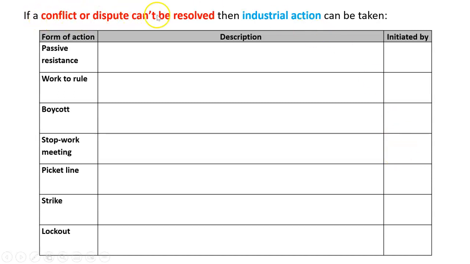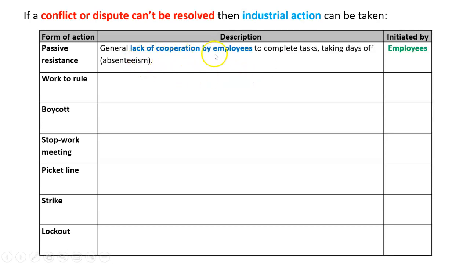But if a conflict or dispute can't be resolved, then what often happens is industrial action is taken. And these are the different types. So we'll look at what they are and who would initiate it. So if we start with the first one, passive resistance, what is that? That is when there's a general lack of cooperation by employees to complete tasks, or maybe they take days off and they're absent. So that is initiated by employees.